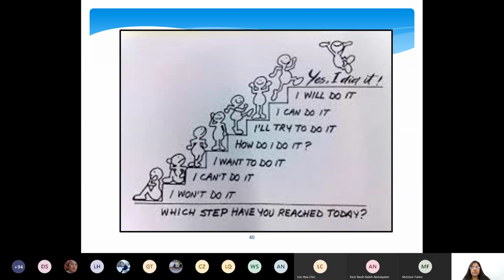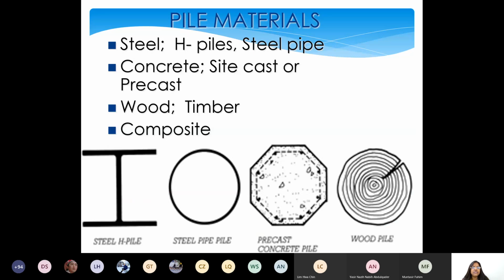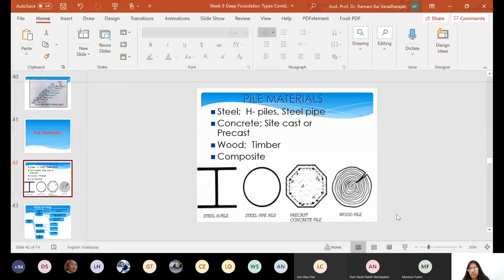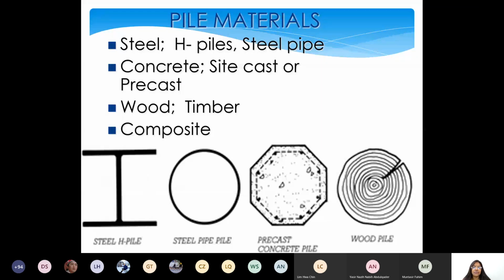Okay, this is just to test yourself, where you are, how much you learned. Pile materials. How many more slides? 30 more. Okay.